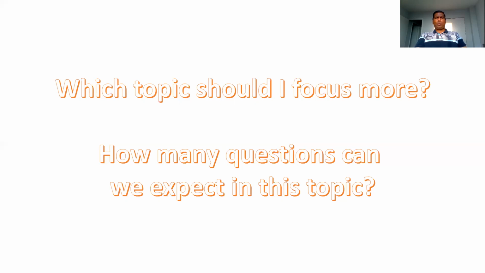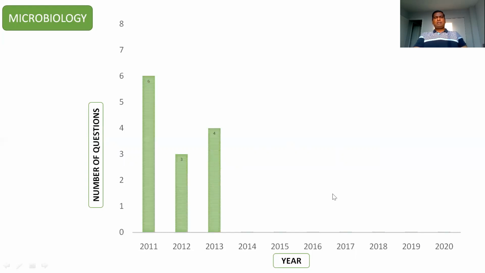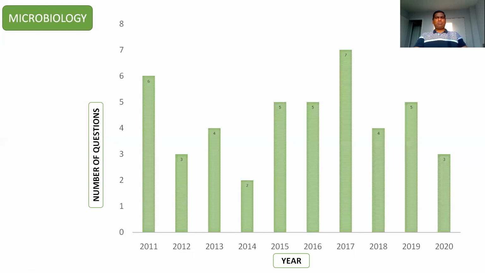So let's take one topic, for instance, microbiology, and look at how many questions were asked over the years. If you just plot this graph where we are looking at years versus the number of questions that were asked, starting from 2011 all the way to 2020 in one topic, which is microbiology, you will see that there's no consistency. The number of questions asked each year varies. For instance, take 2017, there were 7 questions asked for microbiology, and in 2020, just 3. So there's no actual consistency there. So it becomes very hard to tell someone to focus on one particular topic because of that reason.